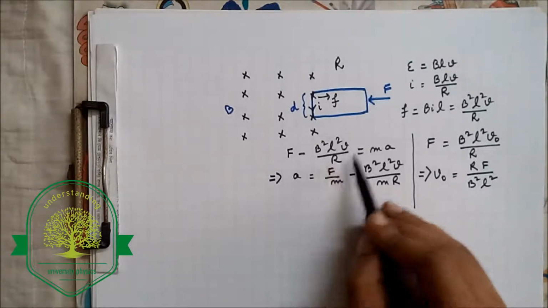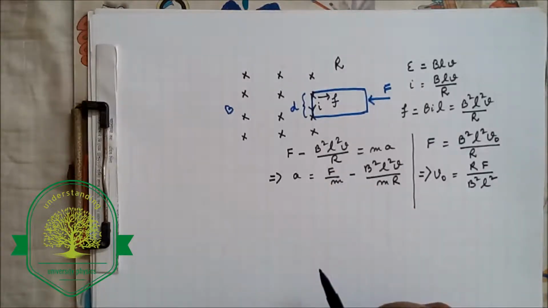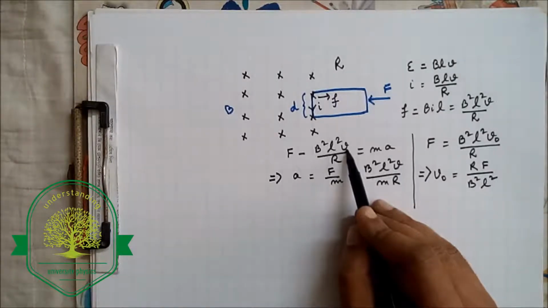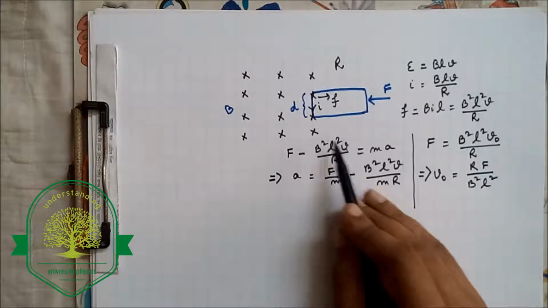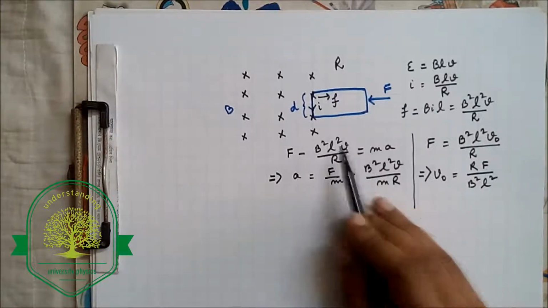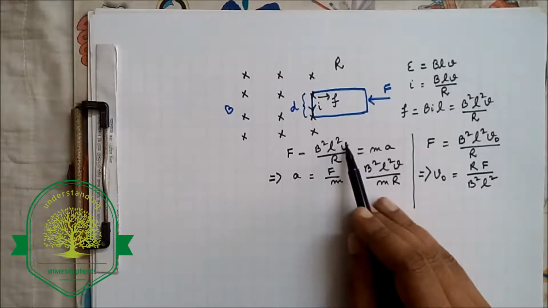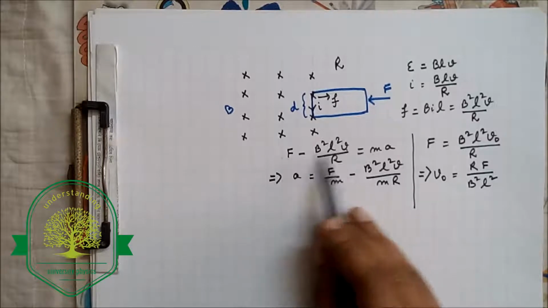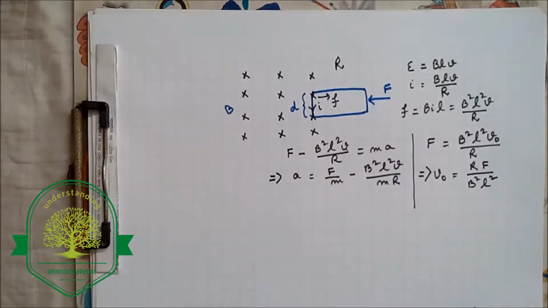So this term was 0 at some time, and as this term increases, this whole term decreases and acceleration decreases, but because we still have a positive acceleration, V will continue to increase, and after some time these two terms will become equal, and when these two terms become equal, A will become 0. So when A becomes 0, the frame attains a constant velocity, and that velocity is given by this. So that is the second part of the question.